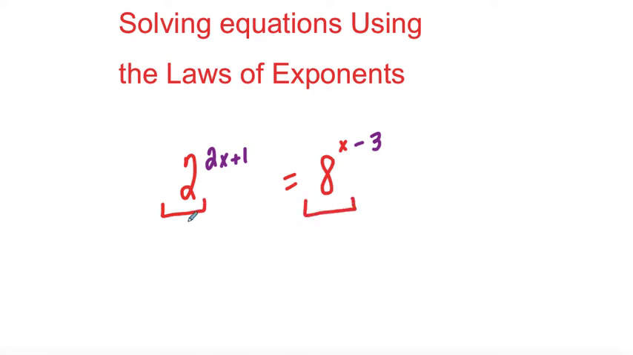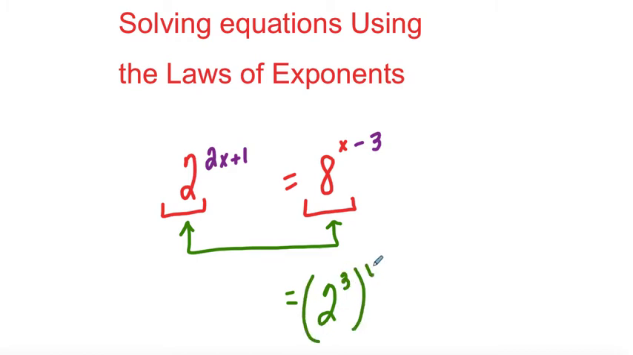But remember, these numbers have to be exactly the same. So we can work backwards to do that. We need to make the 8 look like a 2, and we can rewrite 8 using a power of 2 by writing it as 2 cubed. Now, that would still be raised to the x minus 3. Now, we're getting closer to having the bases the same.